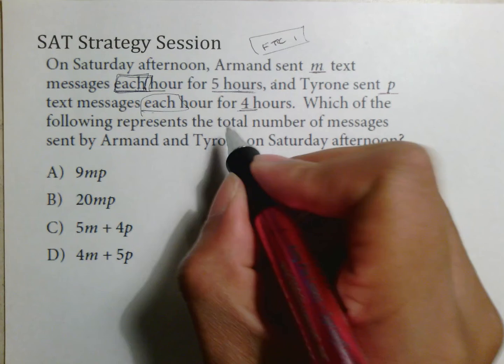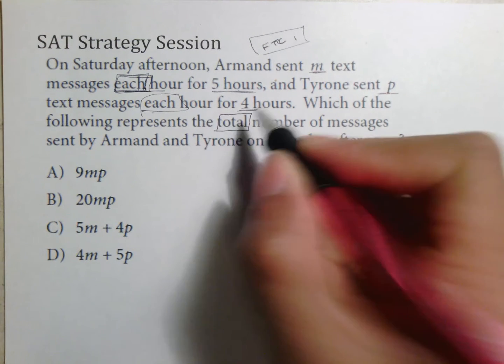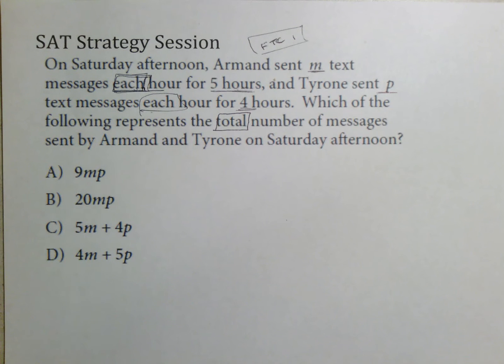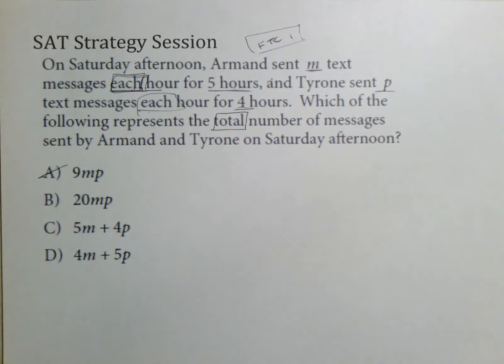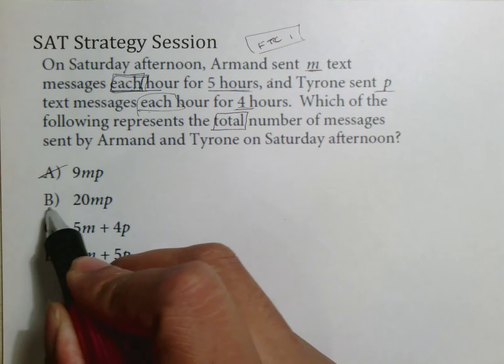The biggest hint for me is that they are talking about the total number of messages. And whenever we see the word total, it typically means that we are going to add some things up to get there. And because of that, and because of this being a multiple choice question, I can almost guarantee it's not going to be A, because there is no addition in A. There's also no addition in B.